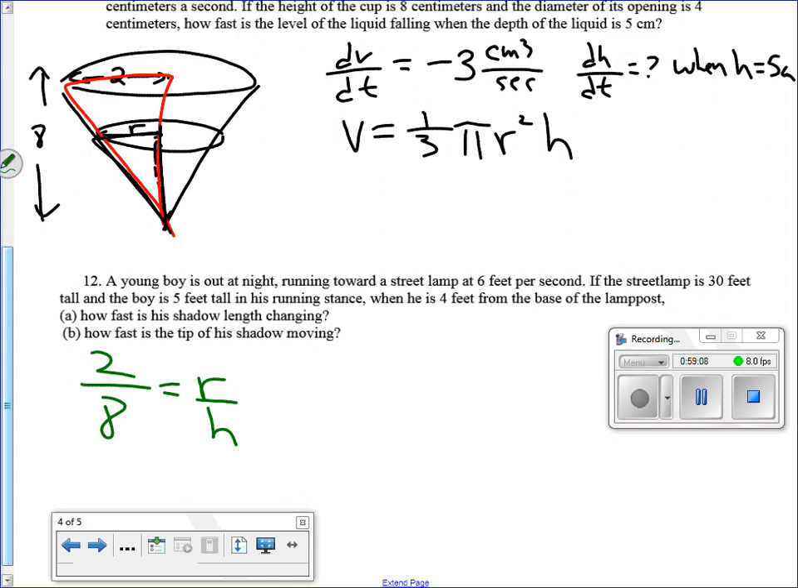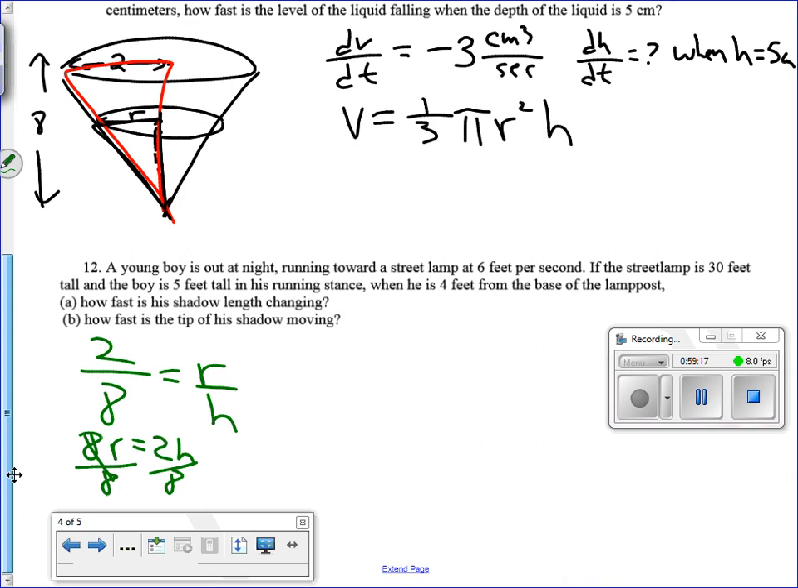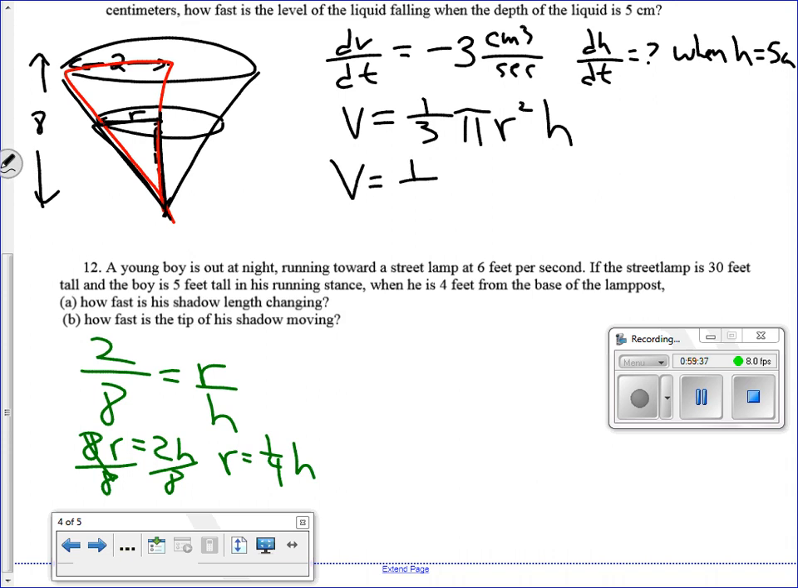Right? So radius to height in the big triangle would have to equal radius to height in the smaller triangle. When you cross multiply, you get 8r equals 2h. So the radius, the one we want to get rid of, that's what we want to solve for. The radius is 2/8 h, or 1/4 of the height. And you might have seen that when you looked at it. If you see that the radius of the whole container is 1/4 the height of the whole container cone, then you know the radius of the liquid will always be 1/4 the height. So that's what I put in for the radius before I take the derivative, because I don't want any dr dt's. So I put in 1/4 h here. We got to square that.